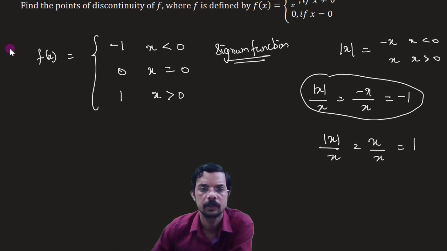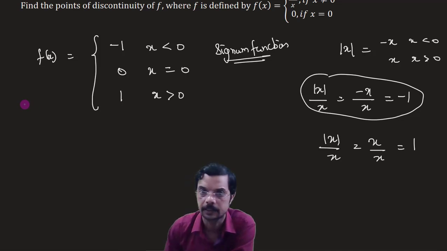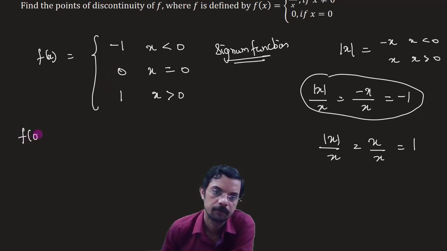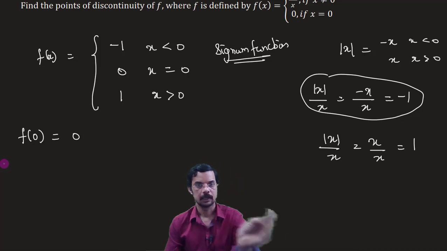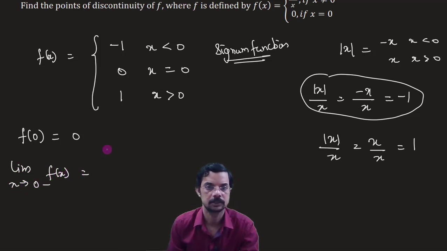Now for the given function, we shall check the continuity at x equal to 0, because that is the only point where it gets broken into many pieces. Okay, so f of 0 is equal to 0 clearly. Now what happens when x is less than 0? Limit x tends to 0 from the left, f of x, that is defined as minus 1.